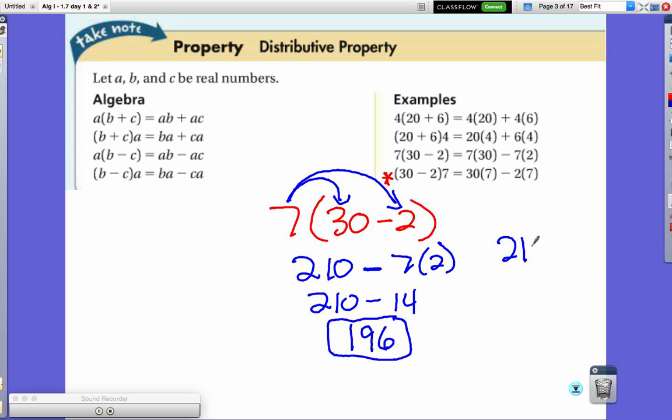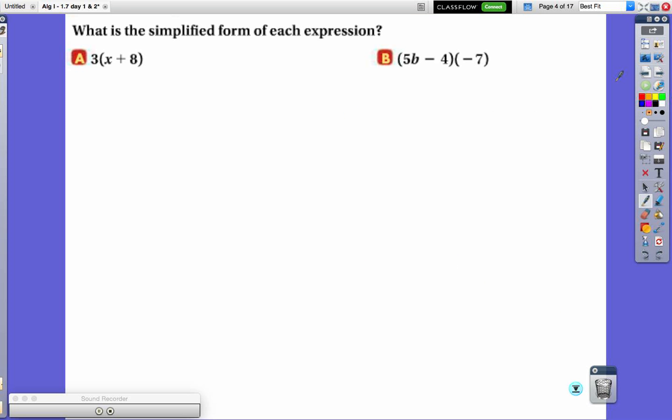210 minus 14. We have to borrow all the way here. So 10 minus 4 is 6, 10 minus 1 is 9, and we have the 1. So these hopefully should be pretty easy.